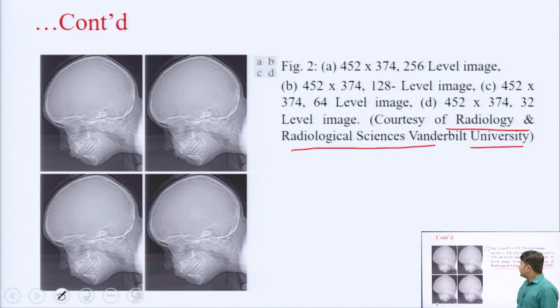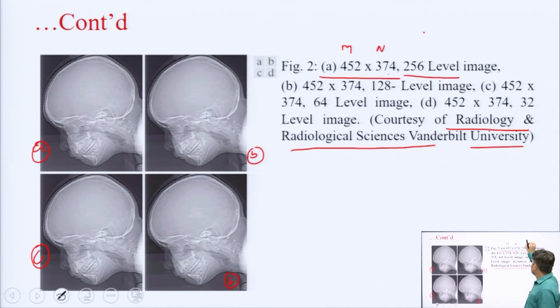Okay. So, that is the first image I would like to tell about. That is the second image, and this one the third image, and this is the fourth image we will talk about. Now, if you talk about the first image, then we have 452 cross 374. So, the m value is 452 and the n value is 374 for the first image.